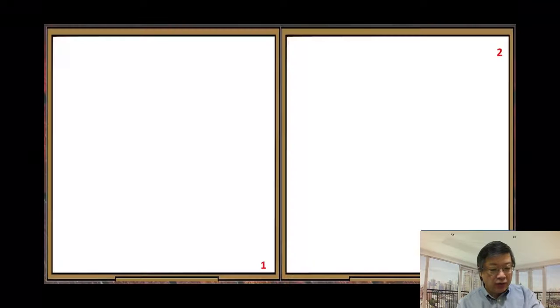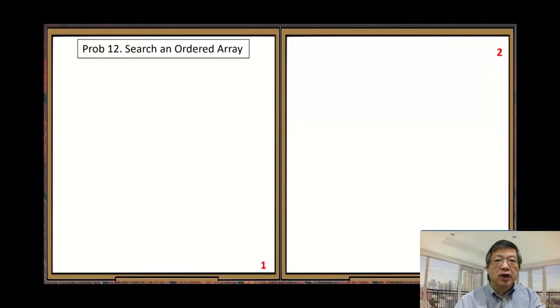All right, so let's look at the question first. Our problem number 12, search an ordered array. This time, I emphasize this ordered array. So the data is well organized, an ordered array. That is a very important property, so we should take advantage of it.